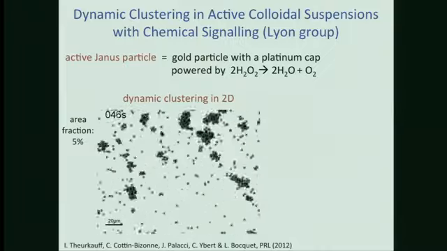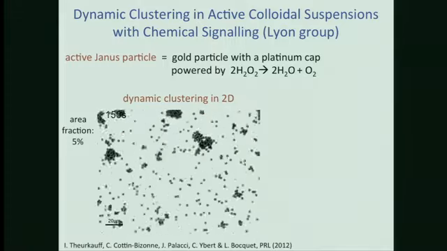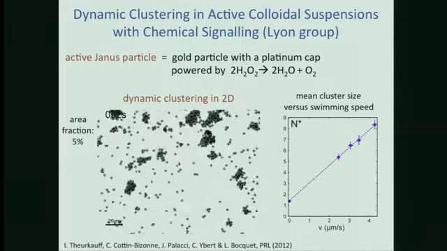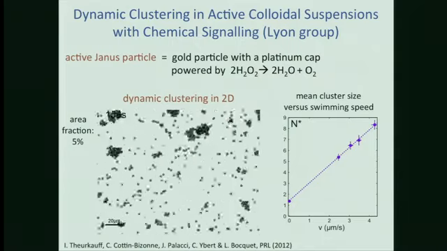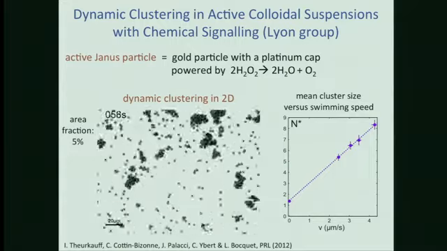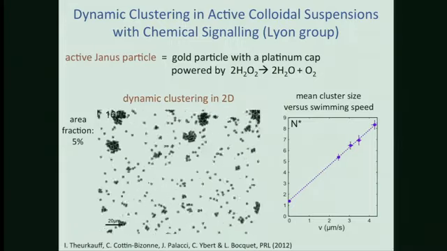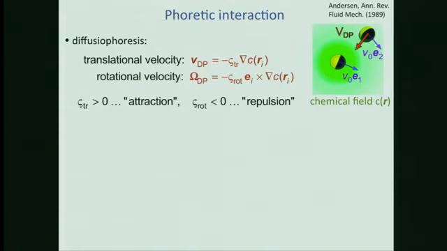You see this cluster formation. So the clusters are forming, but they also break up again, and this is a very dynamic system. They even looked at the mean cluster size, and what they found is that it goes proportional to the velocity. I will not come to this point here, but let's first shed some light on this dynamic cluster formation in these phoretic systems. And this gives me already the right word, phoretic interactions. So where is this cluster formation coming from? This is the important point.